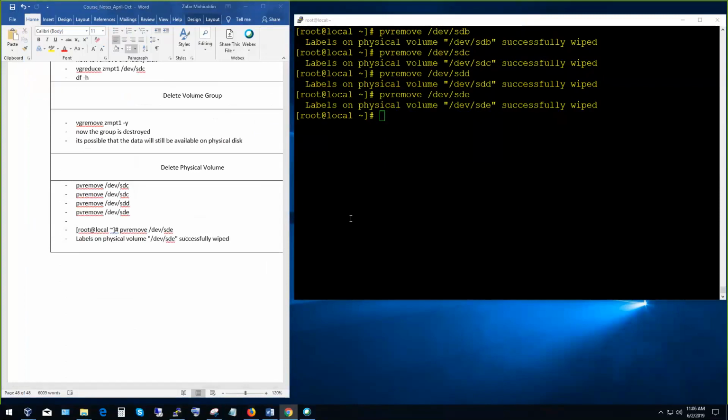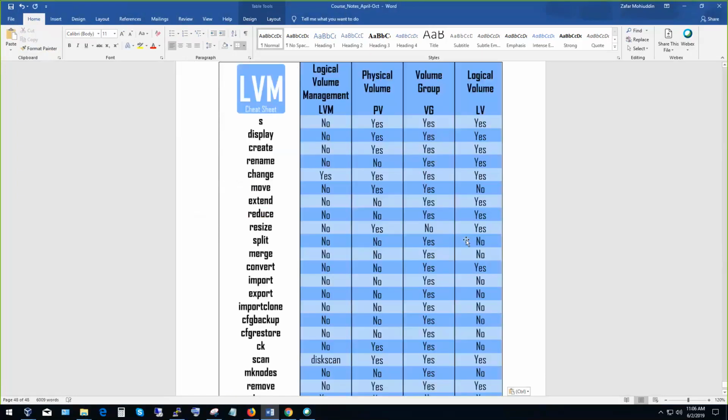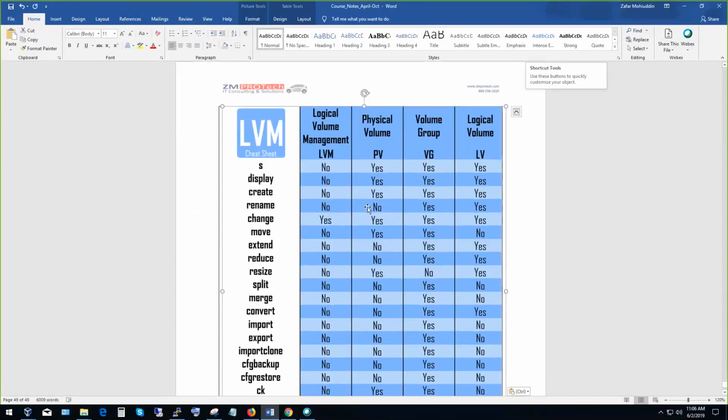I found one picture here. These are the extra commands you could try out. If you have time, you could play around, and these are the extra things you could do. I found this picture online, and I think it's pretty informative. And then you could do all these switches here.